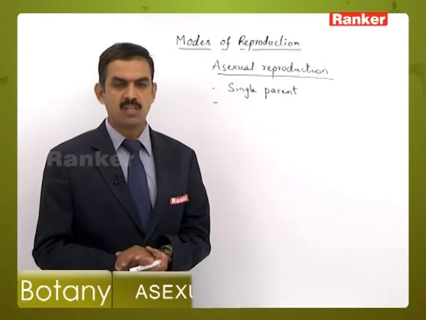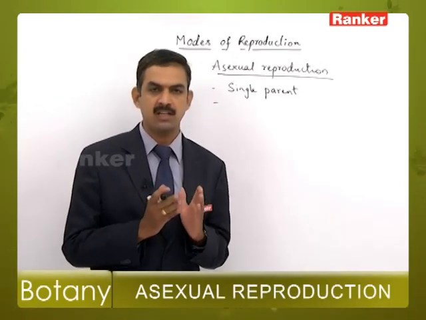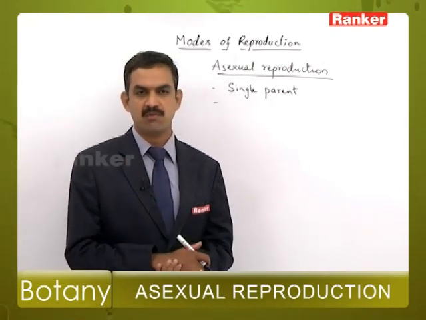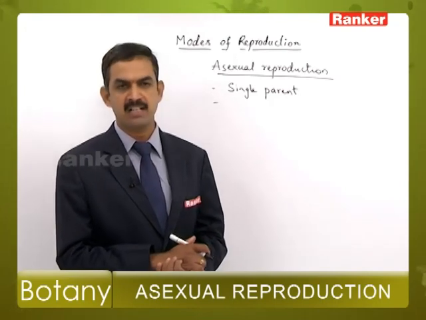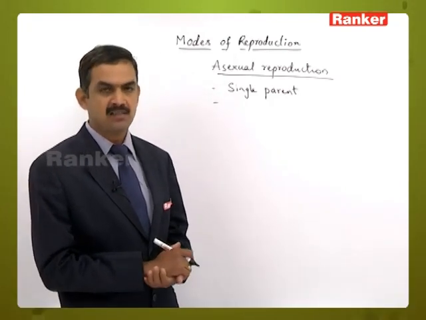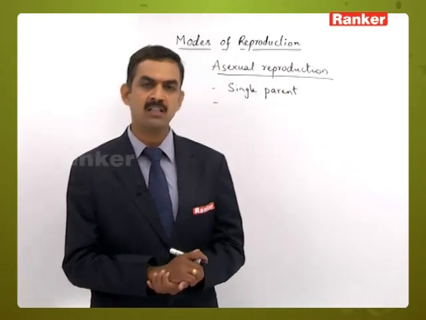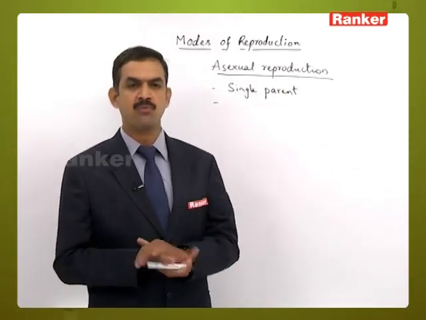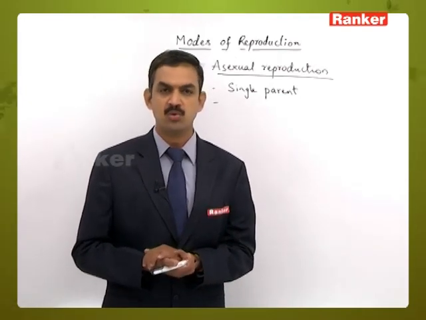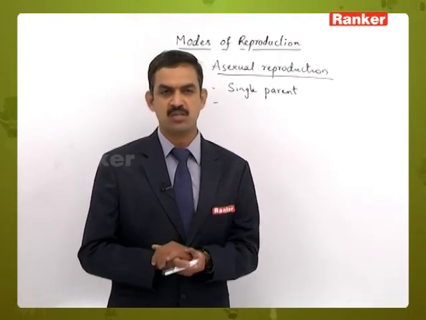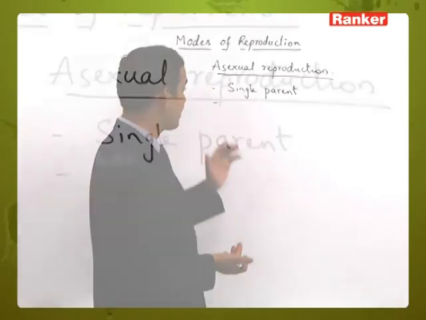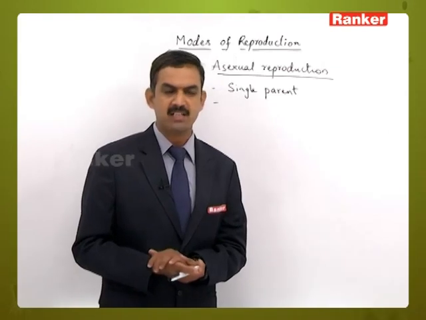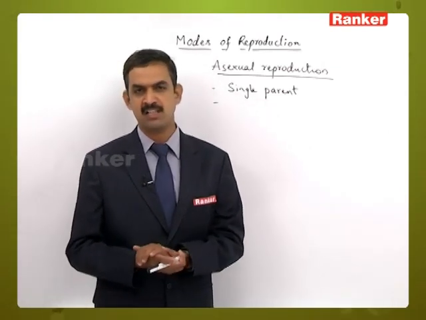Whatever the genetic constitution, or the good characters, or whichever characters are present in the parent, the same will be retained in the offspring generation also. There is no possibility of incorporating new characters, no possibility of variations, and no possibility of incorporating new genetic variations into the offspring. So there are some advantages and disadvantages related to asexual reproduction, and there are various methods of asexual reproduction taking place in plants.